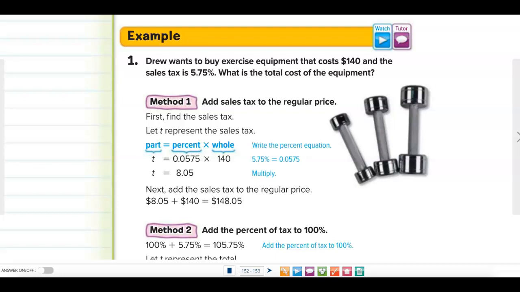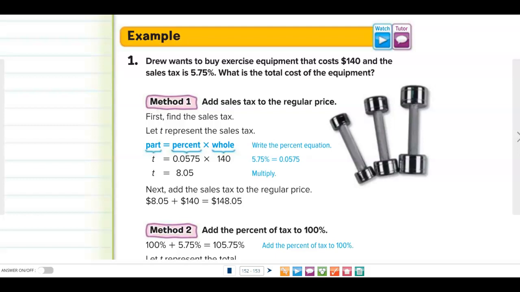So in example 1, it says Drew wants to buy exercise equipment that costs $140 and the sales tax is 5.75%. What is the total cost of the equipment? First, I have to underline my important facts. So what's my important facts this time? Olivia, what's our important facts that we need to know?